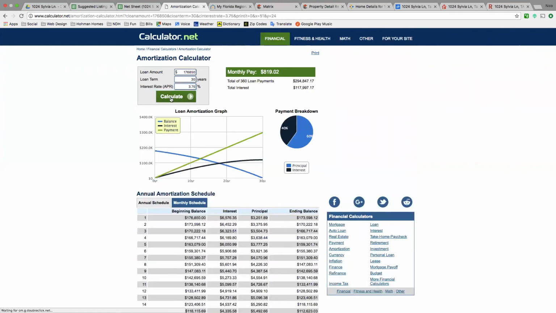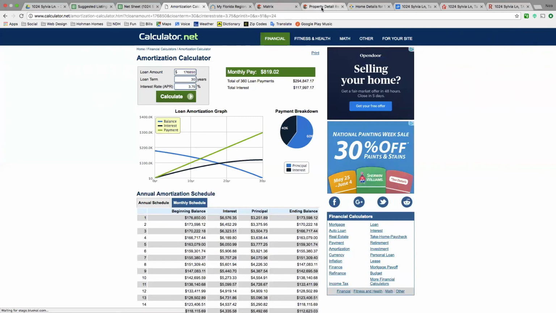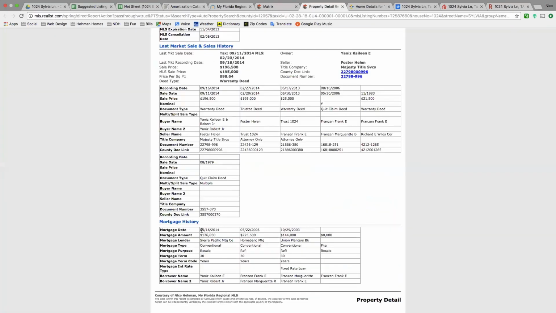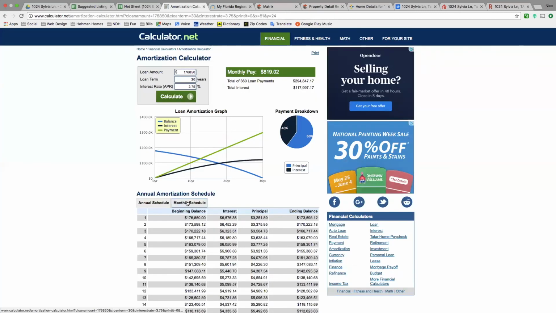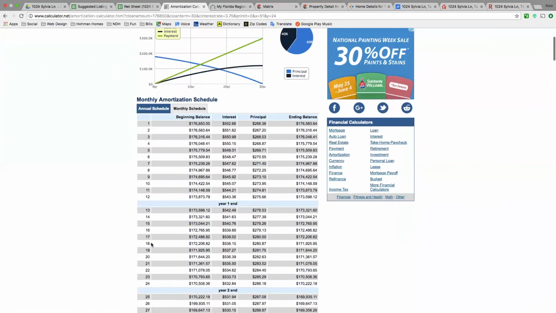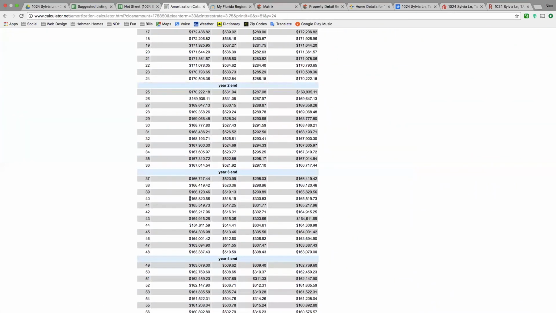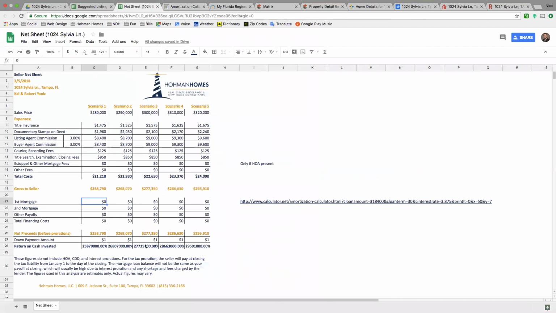So we're going to calculate the amortization table for this particular mortgage. We know they took it out in September of 2014. Now, it being June of 2018, we're almost 4 years later, about 40 months into it. If we take a look down here at our monthly amortization schedule, we're looking for month number 40. We have it right here, month number 40, $165,820. That is approximately the balance the sellers owe on their mortgage. So we enter that information here, 165,820.